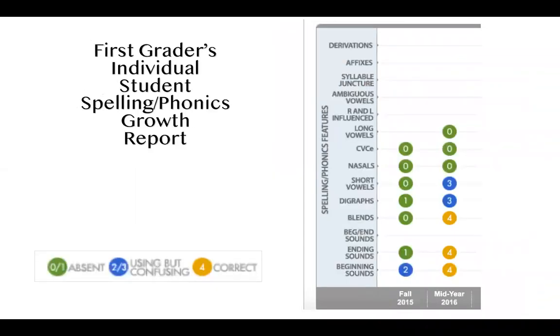And now is the spelling and phonics report, which shows the individual growth in spelling and phonics features. So this is key information as we know that there's such a strong link between students' reading and spelling. Spelling is clearly important to encoding, but spelling also impacts reading. So when you're thinking about growing strong readers, you need to think about reading and spelling as two sides of the same coin.